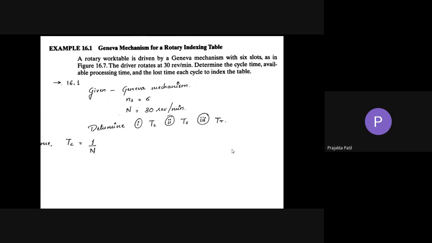So we know the total cycle time is given by Tc is equals to 1 by n. We already know what is the value of n here. So it's simple substitution. 1 divided by 30 should give you the cycle time in minutes. Correct? All are getting this answer?